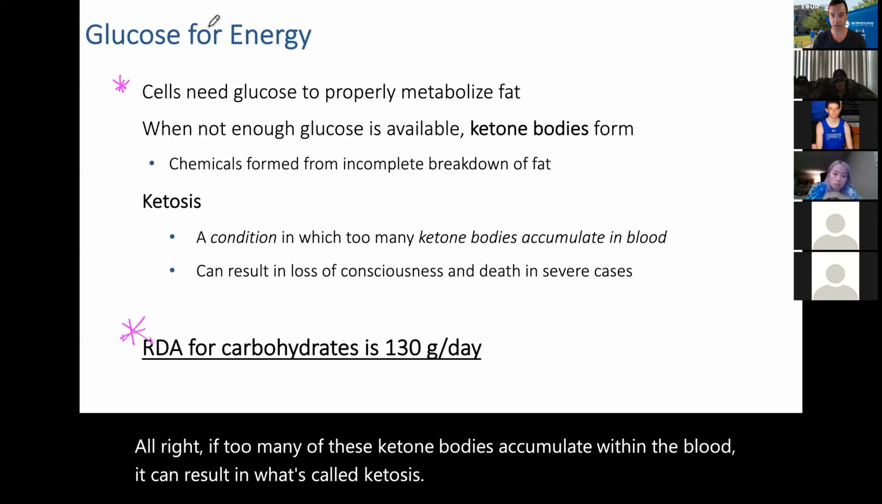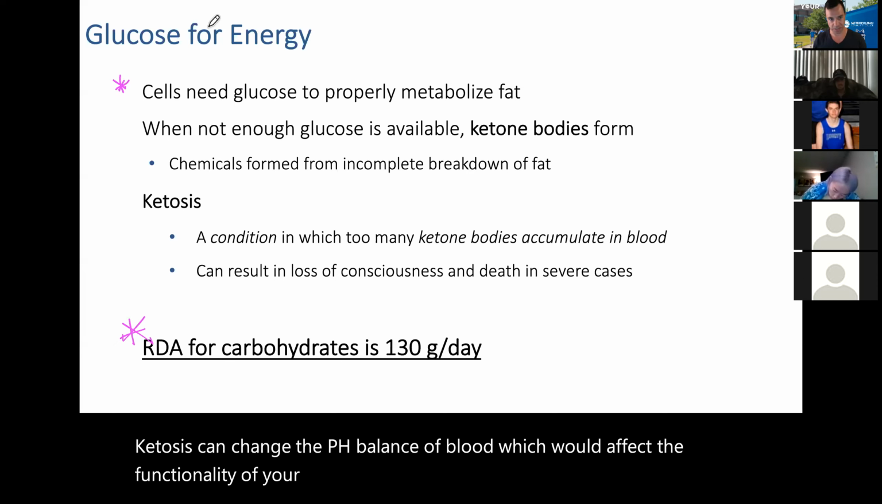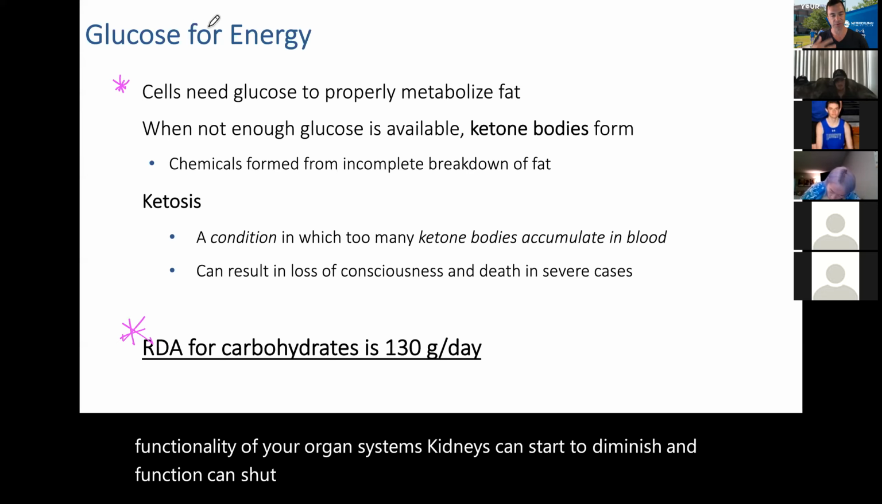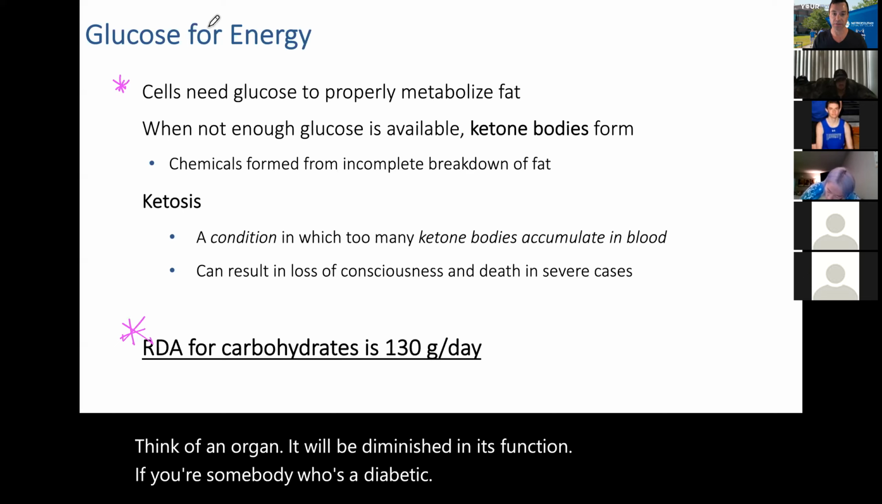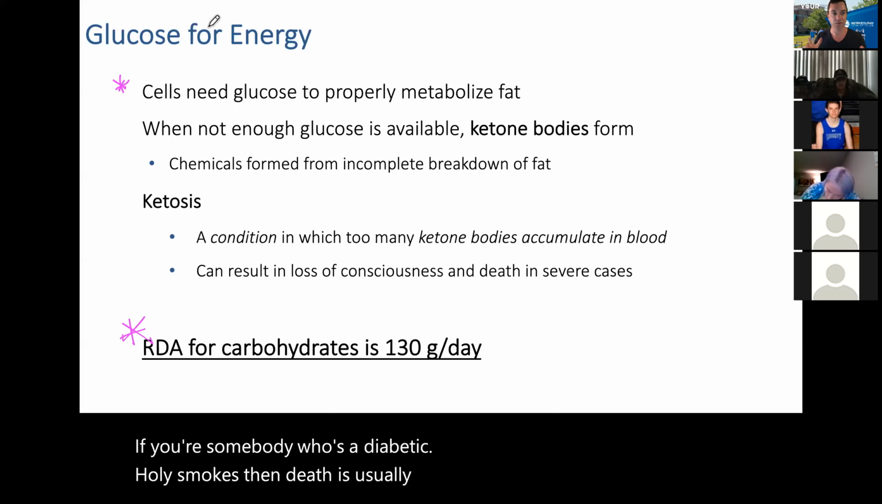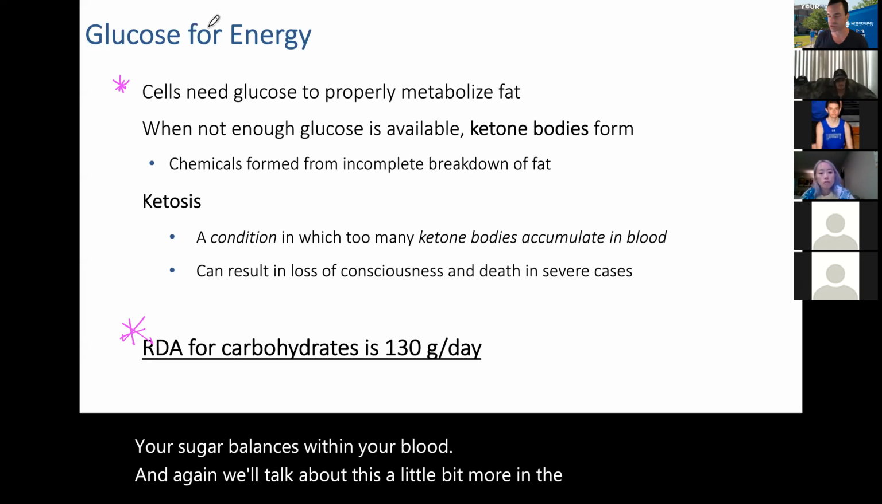Ketosis can change the pH balance of blood, which would affect the functionality of your organ systems. Kidneys can start to diminish in function, can shut down. And this will cascade into a number of other things. Brain, think of an organ, it'll be diminished in its function. If you're somebody who's a diabetic, holy smokes, death is usually what that can lead to if you can't control your sugar balances within your blood. And again, we'll talk about this a little bit more in the next chapter, and then we'll talk about it as well in chapter 8.